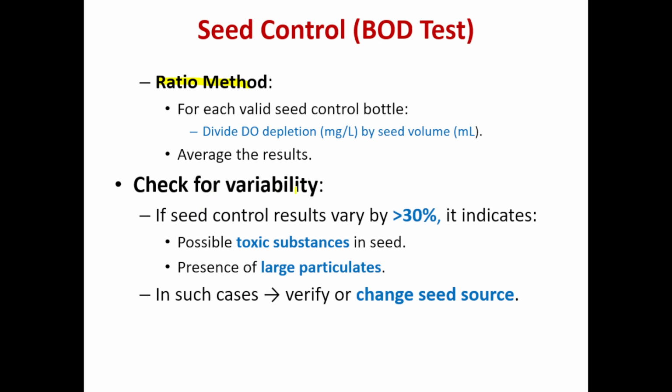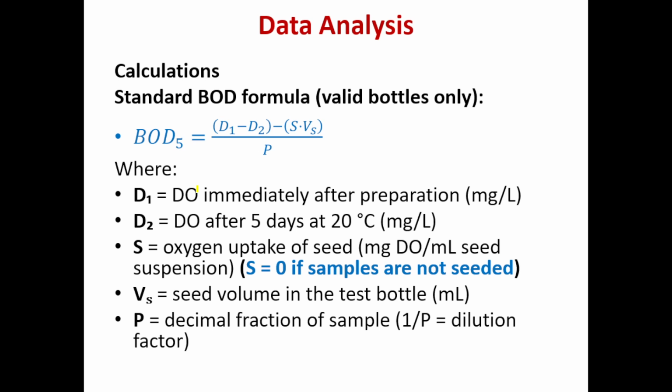We also need to check for variability. If seed control results vary by more than 30%, then it indicates possible toxic substances in the seed, or presence of large particulates in the seed. In such cases, we need to verify or change the seed source. So this is the formula. We can calculate BOD5 by using this formula.